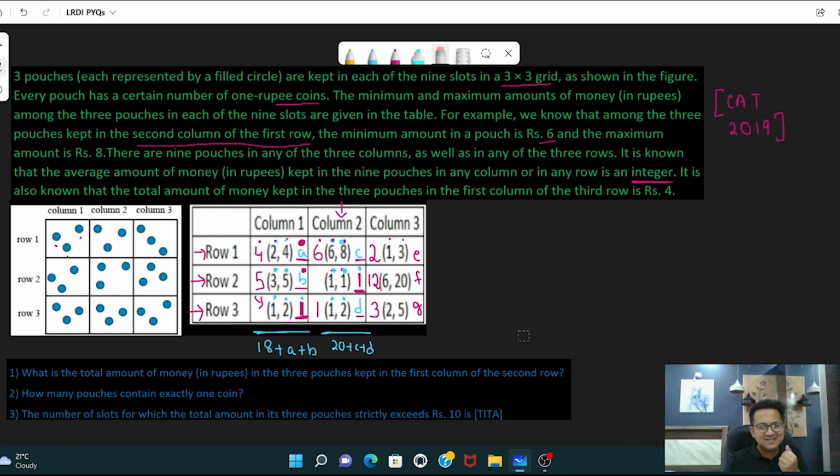Every value, every cell has been determined. Now you are ready to answer the questions. Okay, let's get started. First one: what is the total amount of money in the 3 pouches kept in the first column of the second row?